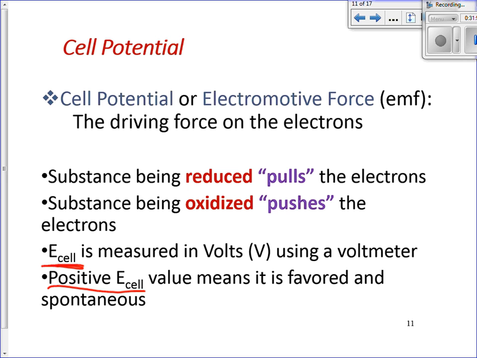So you can't really create a battery if you don't have the right components that are going to create a positive E cell. And the E cell, once again, is determined by the reduction pulling enough and the oxidizing pushing enough in order to create that flow of electrons. So we have to look at the individual half reaction potentials to figure out whether or not the components can work together to create a positive E cell. So the electromotive force, that pushing and pulling, is going to create our cell potential.